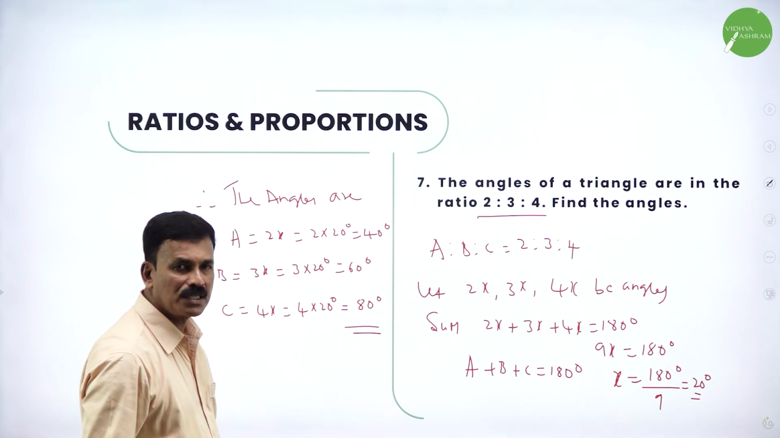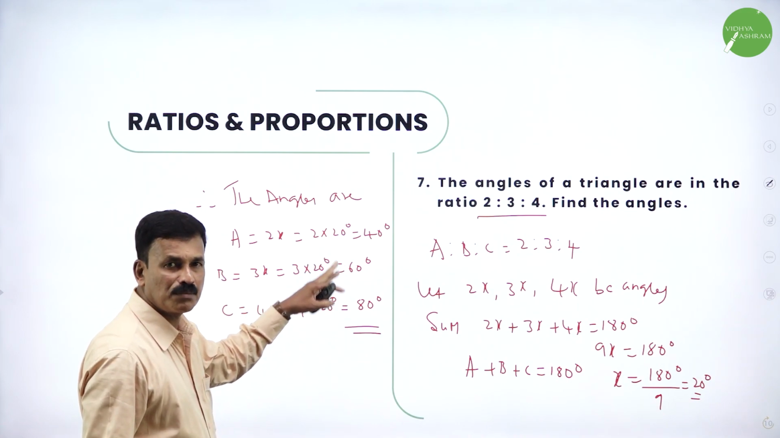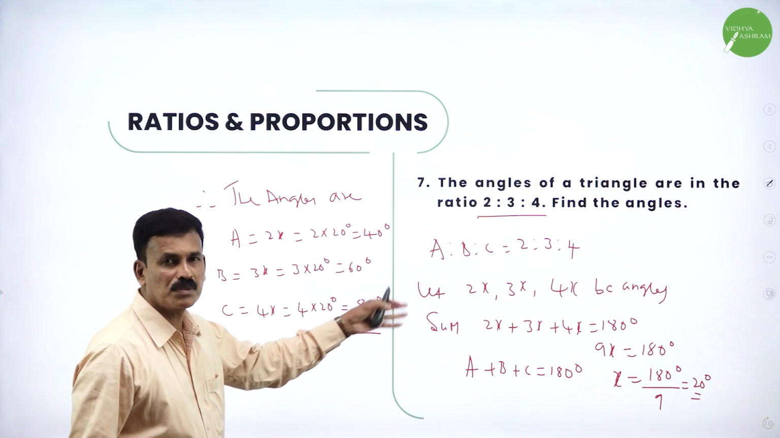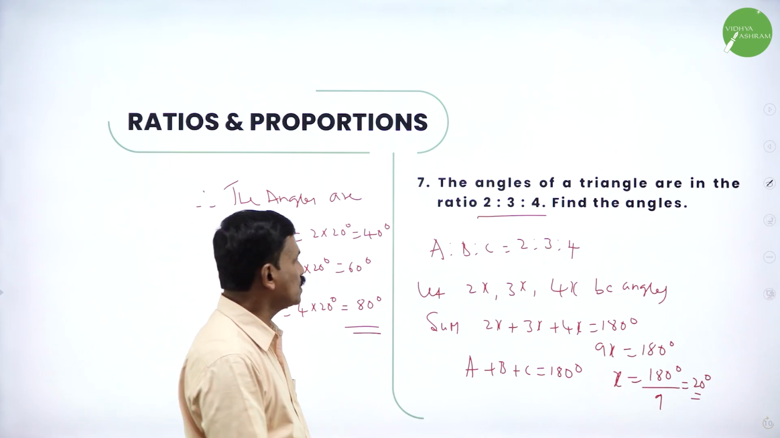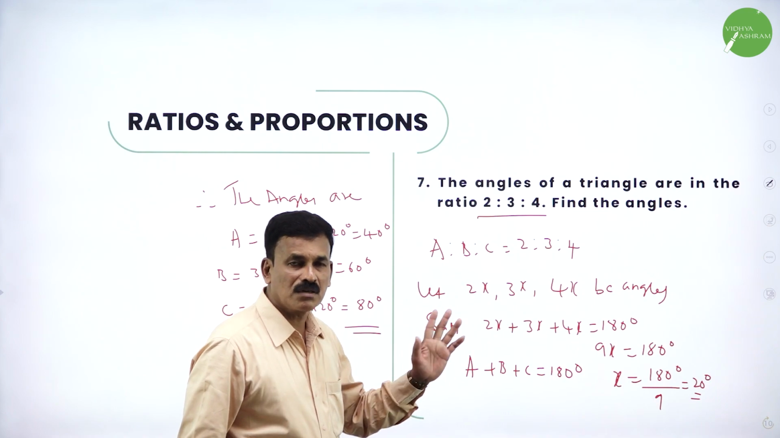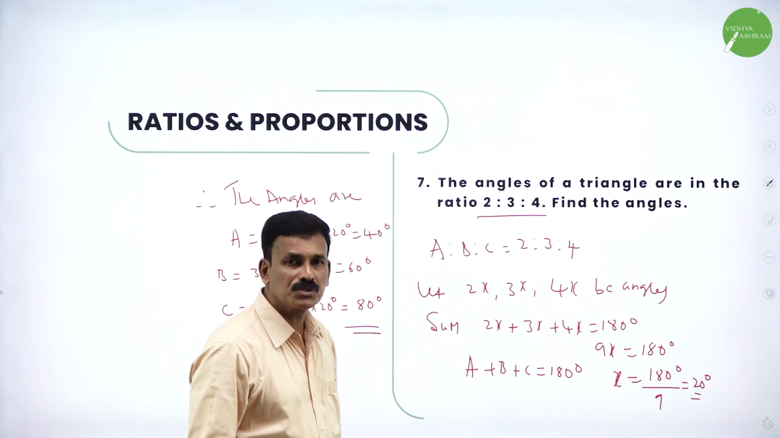If you add, you will get 180. 60 plus 40, 100 plus 80, 180. Sum of three angles A plus B plus C is equal to 180 degrees. That's it. Very simple and important for the point of examination, that the angles are in the ratio A is to B is to C is equal to 2 is to 3 is to 4.